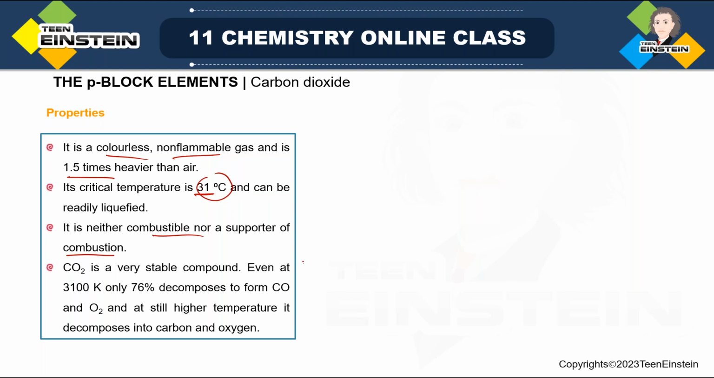It is a very stable compound, because if you consider the structure, if you want to decompose it, or if it has to take part in a reaction, then the two double bonds between carbon and oxygen have to be broken, and that is a difficult process. That is why it is a stable compound even at 3100 Kelvin. This is a very high temperature. Even at this temperature, only 76% can be decomposed to carbon monoxide and oxygen gas. And at a still higher temperature, it is possible to decompose it to carbon and oxygen.